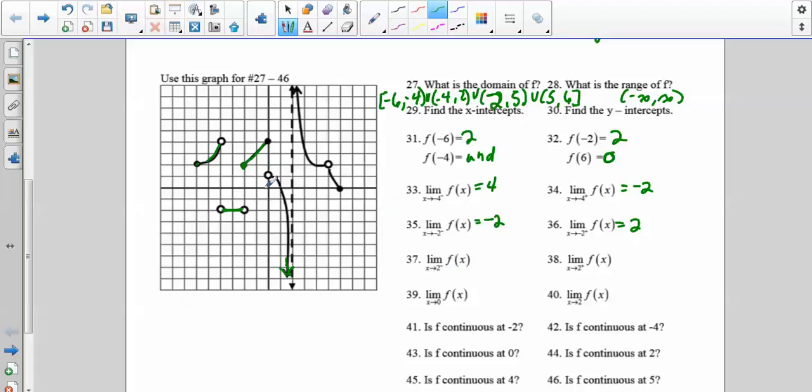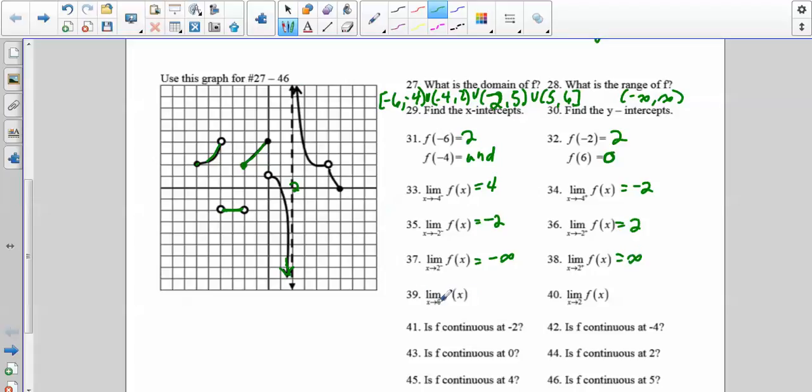The limit as x approaches positive 2, which is right here, from the left is negative infinity, and the limit as x approaches 2 from the right, so from the right, looks like positive infinity.